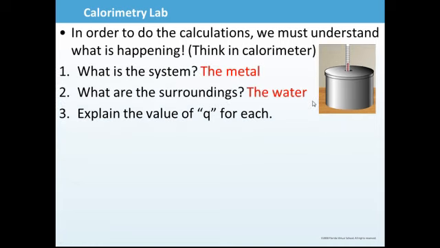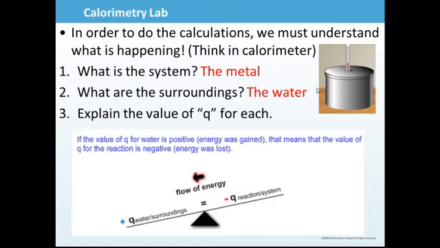The system is the metal. The surroundings are the water. The value of Q: since the water is gaining energy from the hot metal, water is going to have a positive Q value. Since the metal is hot, and it's going into a cooler substance, it's going to release its energy, therefore it's going to have a negative Q value. If you are confused about the value of Q and positive and negative, endo and exothermic, please go back and watch the regular 6.03 recordings.